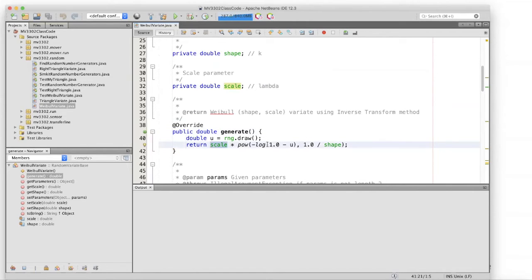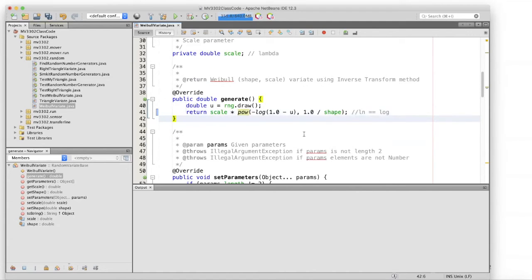Okay, so this is our lambda. So here's our expression. We have 1 minus U, the log of that. Again, keep in mind that ln is log here. And then Java has this method called pow, which is how you take the power of something. So the power of this to 1 over the shape, which is the 1 over K. So that's the expression that we had before.